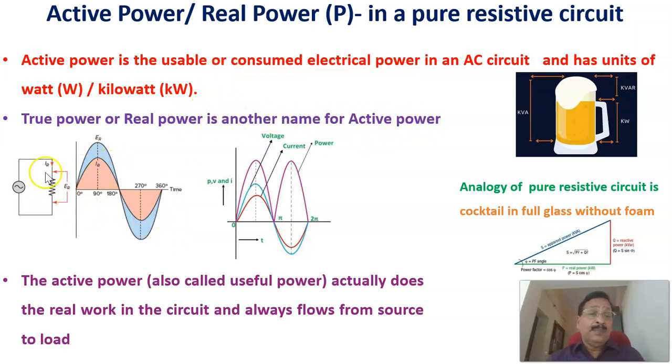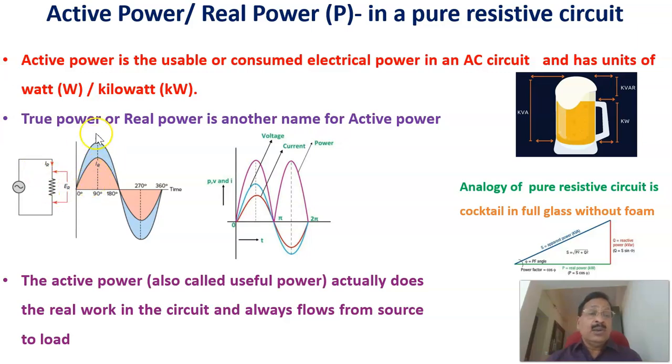In a pure resistive case, the voltage and current are in phase. If you plot this, this is the voltage and this is the current. If you multiply the instantaneous values of voltage and current, you get the power, the third waveform. The average value of this is called the power consumed by the load. It is equal to the product of the RMS value of the voltage and the RMS value of the current. That is the average power consumed by the resistive load.